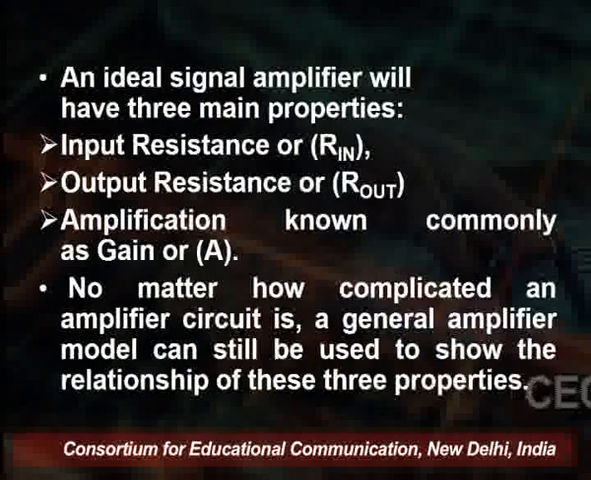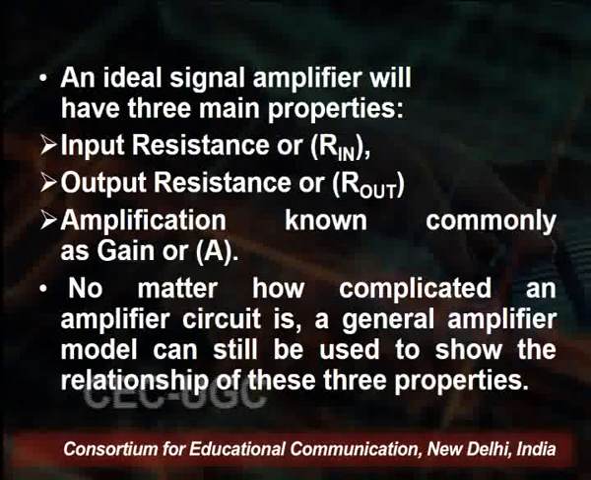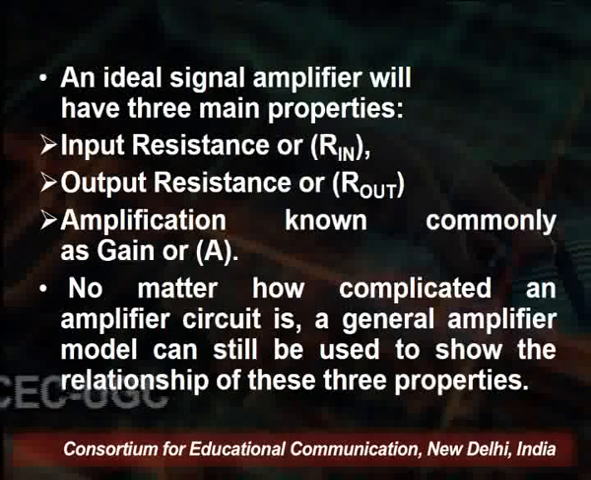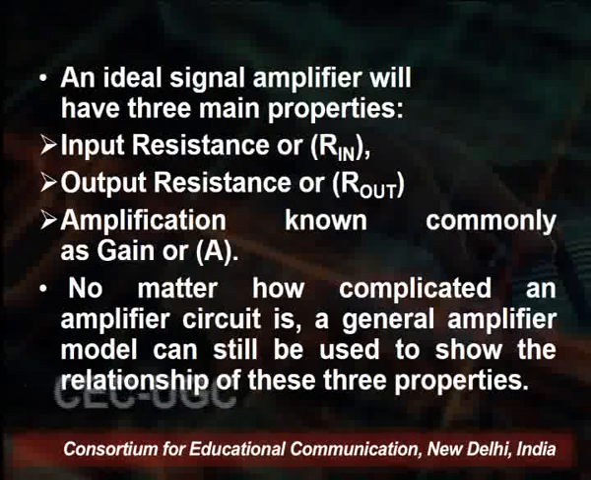So an ideal signal amplifier will have three main properties. What properties? First, the input, second, the output, and third, the amplification. The input resistance, that is in the form of resistance, the output resistance, and amplification, which is basically the gain, or we can represent it as A.